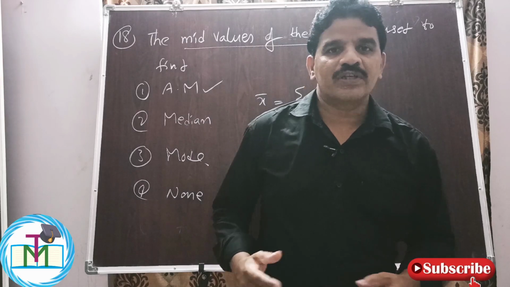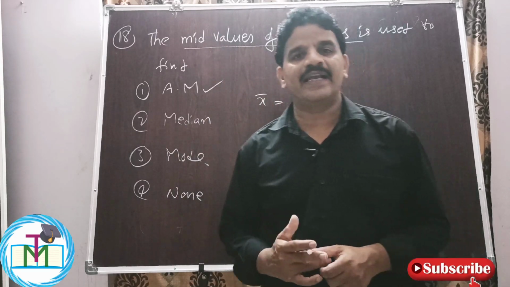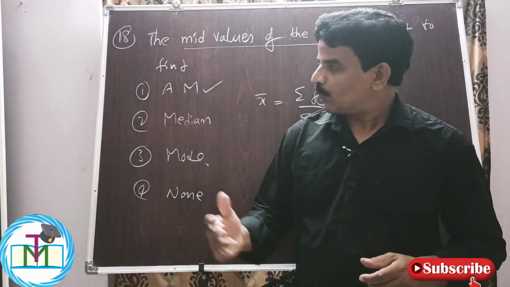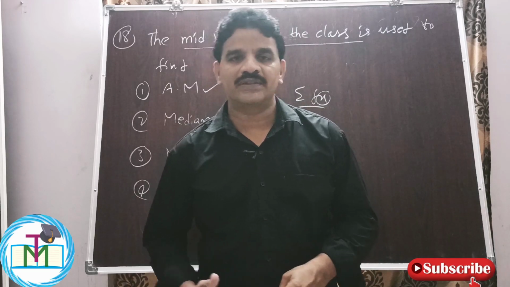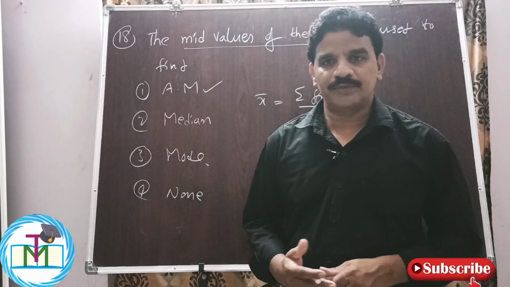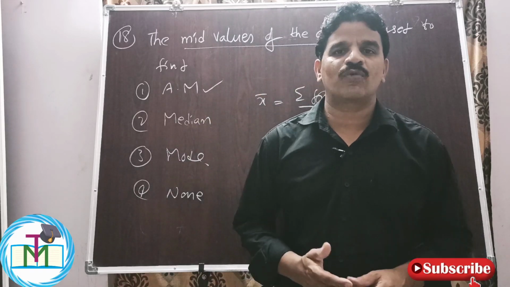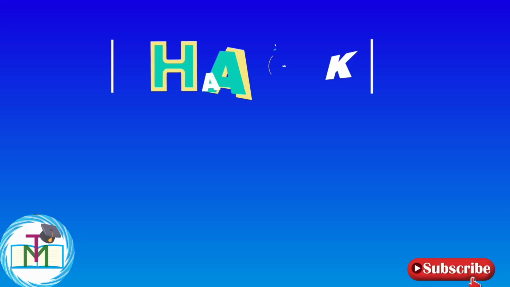So with this question we completed the AP and TS Polyset 2019, all 18 questions and answers. I think you enjoyed all these problems. They are very easy. You already learnt the basic concepts and formulas for these problems. Very good. So in the next video we will discuss the 2017 and 2016 question and answers. Thank you.